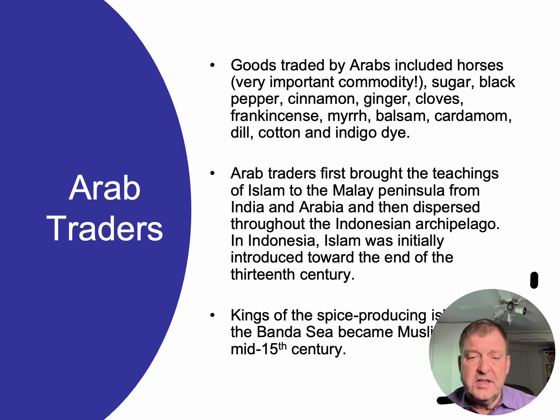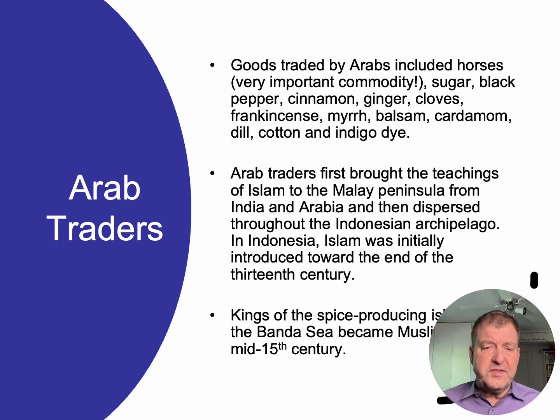The goods traded by Arabs included horses, a very important commodity, as was noted in the Zheng He movie as well. Sugar is also brought in from South Asia. Black pepper, cinnamon, ginger, cloves, frankincense, and myrrh came from the Persian Gulf region. Balsam and cardamom also came largely from North Africa or the Persian Gulf region. Dill, the herb itself, was then spread. Cotton, which comes in from South Asia, actually comes from Mesopotamia originally, and then makes its way over to South Asia. And indigo dye, which Indian textiles use quite a lot, also becomes very important in Chinese textiles later on.